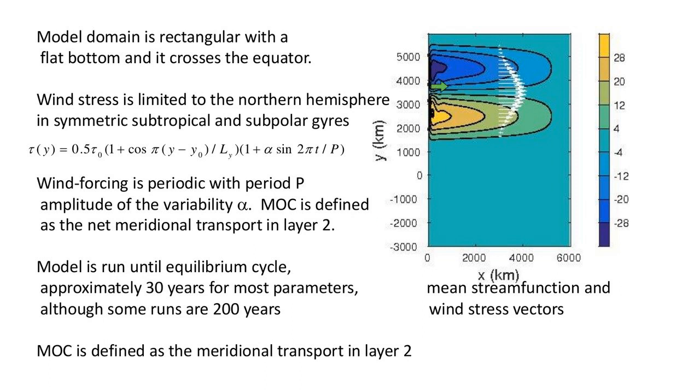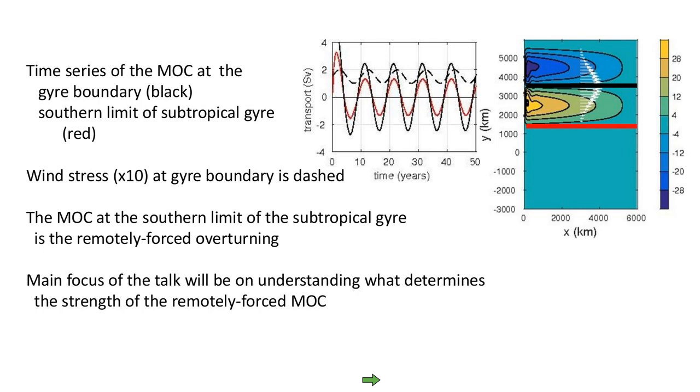This is the mean transport stream function. For my central case, it's about 35 sverdrups. If we look at the time series of the overturning circulation at the gyre boundary, this black line, and at the southern limit of the subtropical gyre in this red line, it looks like this. This is a 50-year integration. The black line here is the gyre boundary, and it has an amplitude of about plus or minus 2.2 sverdrups.